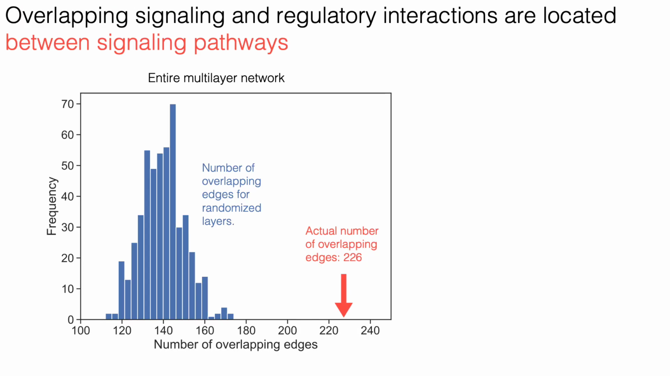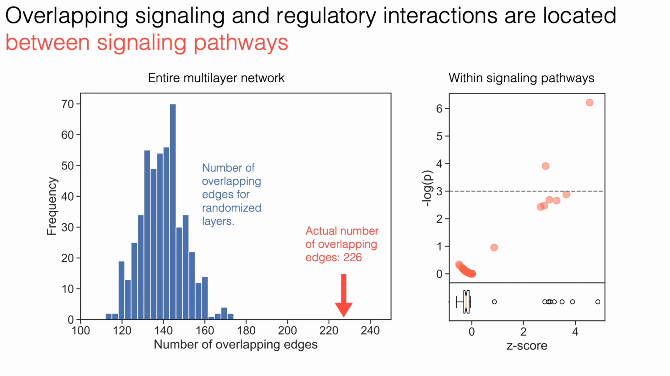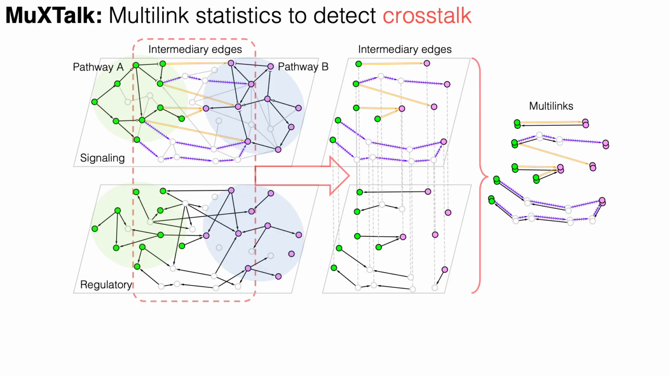When we look at the overlap between signaling and regulatory edges in the entire network, we find highly significant overlap. On the other hand, the signaling regulatory overlap within each pathway was largely not significant, with a mean z-score of 0.3, suggesting that the signaling regulatory interface is located in the intermediary network region between signaling pathways. Based on this observation, we hypothesized that multilink statistics of edges in the intermediary region between signaling pathways can be harnessed to identify their crosstalk.